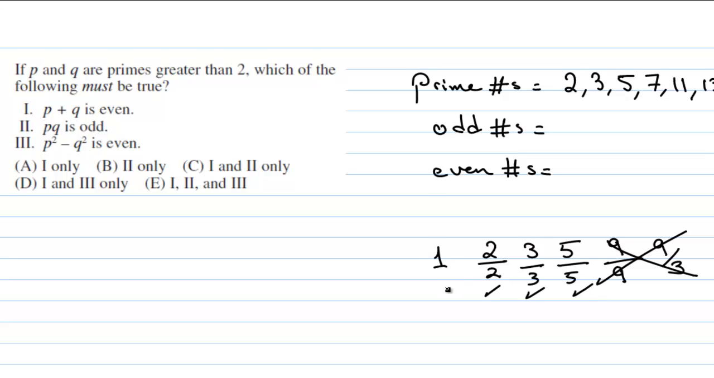Also 1, note that 1 is not prime. Here in the list, we don't have 1. So simply the prime numbers are the numbers that can only be divided by themselves. Alright?